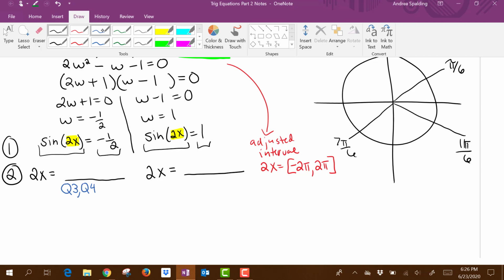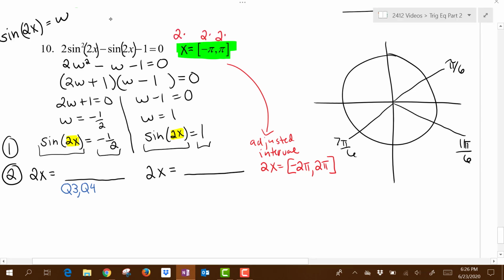Alright, so we want to be careful again that we find all possible angles within the given interval. The interval that we're given is pretty different: negative 2 pi to positive 2 pi. Now remember, right in the middle of those two is 0. So 0 radians to 2 pi, that's one time around the circle in the positive direction.